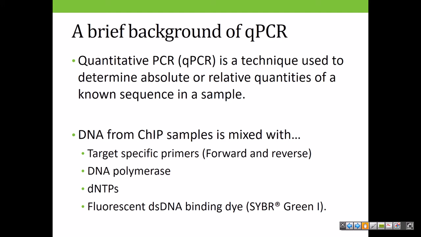DNA from your ChIP samples, these are your IPs and your inputs, will be mixed with your target-specific primers, more on that in a bit, DNA polymerase, of course, your dNTPs, and a fluorescent double-stranded DNA binding dye. The one that we use is called SYBR Green I. As you're forming more and more double-stranded DNA during your PCR reaction, the dye that's sitting around goes, oh, there's double-stranded DNA, I'm going to bind to it, and that causes a fluorescent reaction that the machine will read. As you make more and more DNA, you get more and more fluorescence.